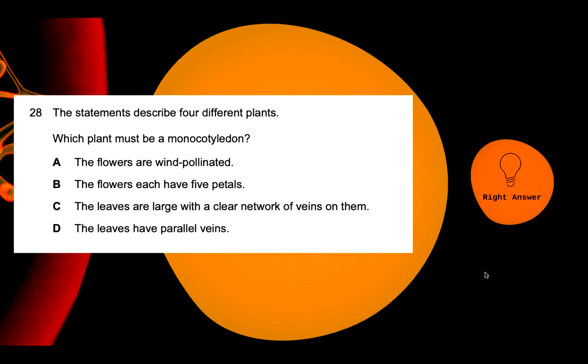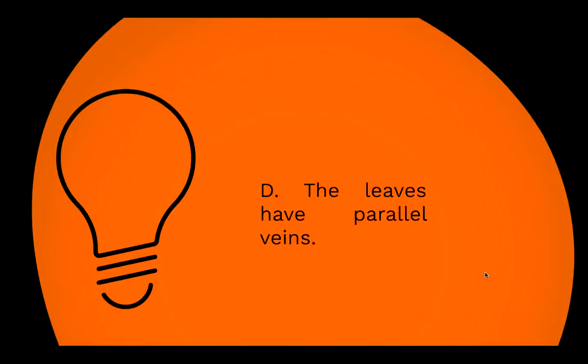10. The statements describe 4 different plants. Which plant must be a monocotyledon? A. The flower when pollinated. B. The flowers each have 5 petals. C. The leaves are large with a clear network of veins in them. Or D. The leaves have parallel veins. This is quite easy. That's pretty obvious. The answer would be D. The leaves have parallel veins.